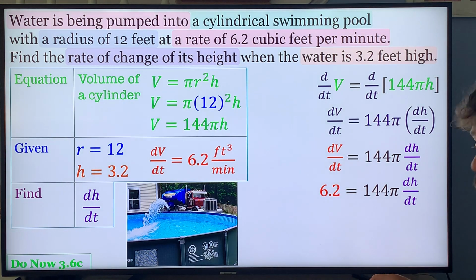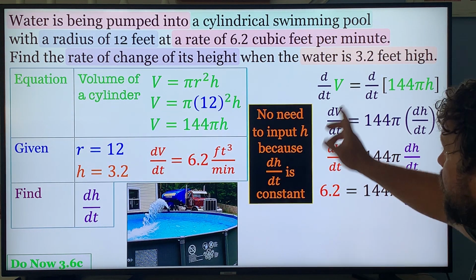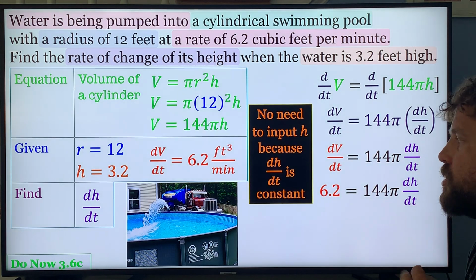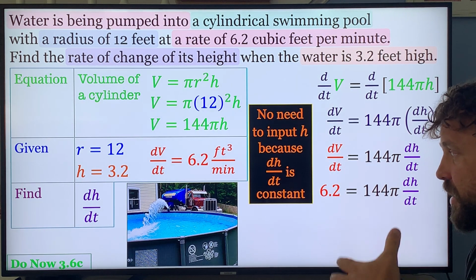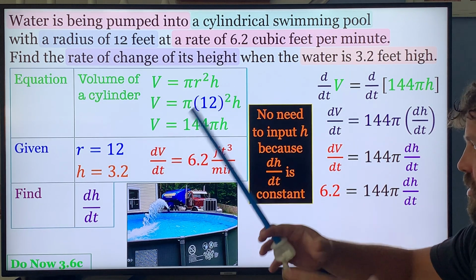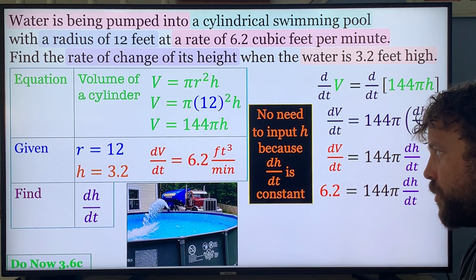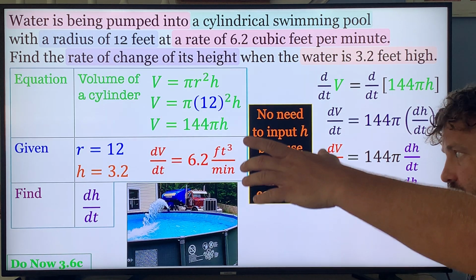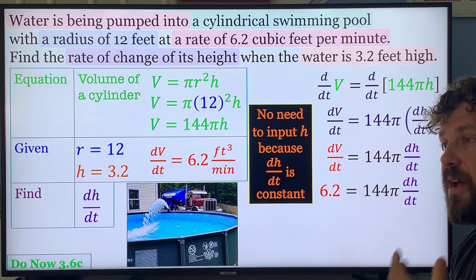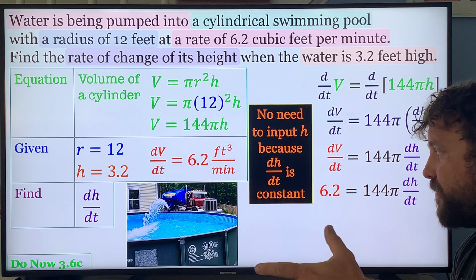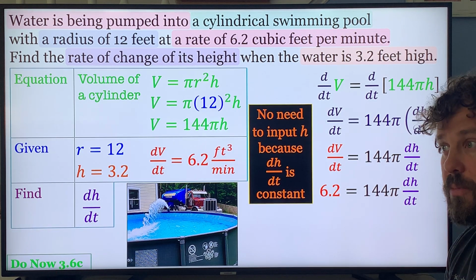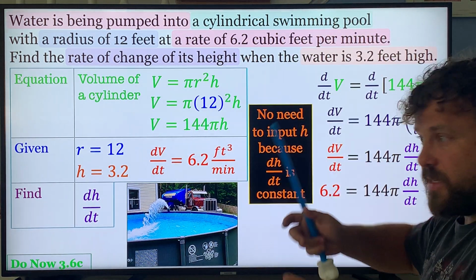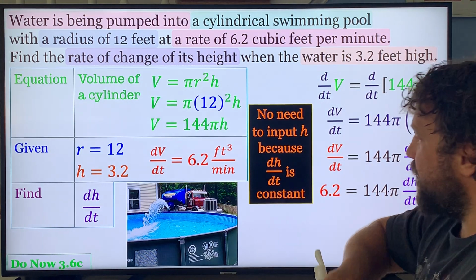6.2 divided by open parentheses. All right, let me tell you this first. There's no need to input h because dh/dt is constant. So what that means is the pool, since the radius is constant and it's just a cylinder, when she is filling it up with water, the height is going to rise at the same exact rate no matter what the height is. If the height is 1 foot, if the height is 0 feet, if the height is 5 feet, unless the water starts overflowing out of the pool, and then it's rising 0, the height is always rising at a constant rate. It's always going to be the same. So it doesn't matter what this h is. It's negligible.